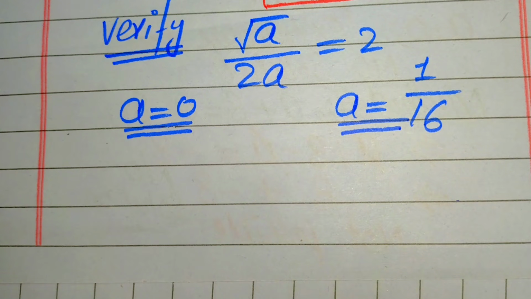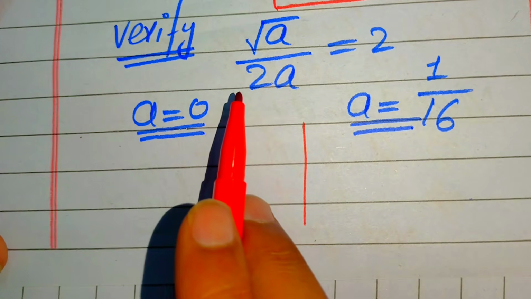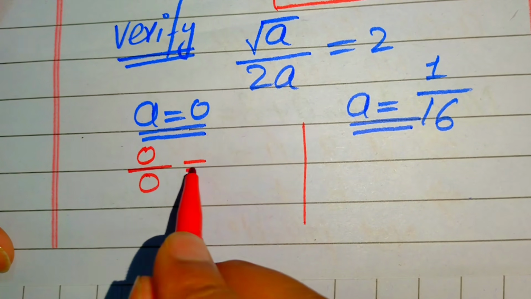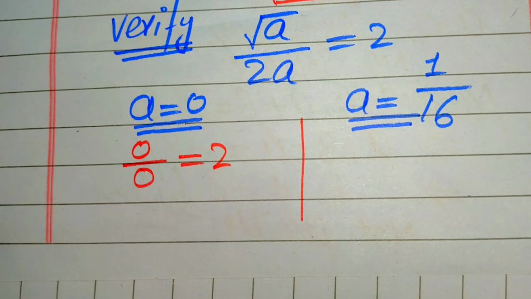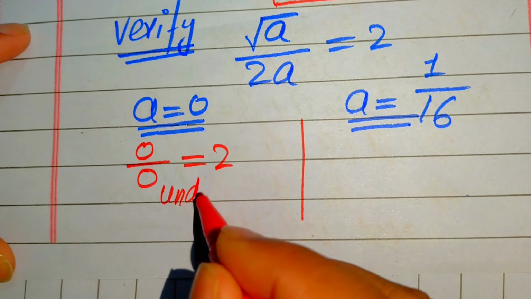And now first we check the behavior of a equals 0. When we put a equals 0 in this equation, it is written in 0 over 0 form, which equals 2. So you see that our left hand side becomes a 0 over 0 form, or we usually call it indeterminate form, or undefined form.